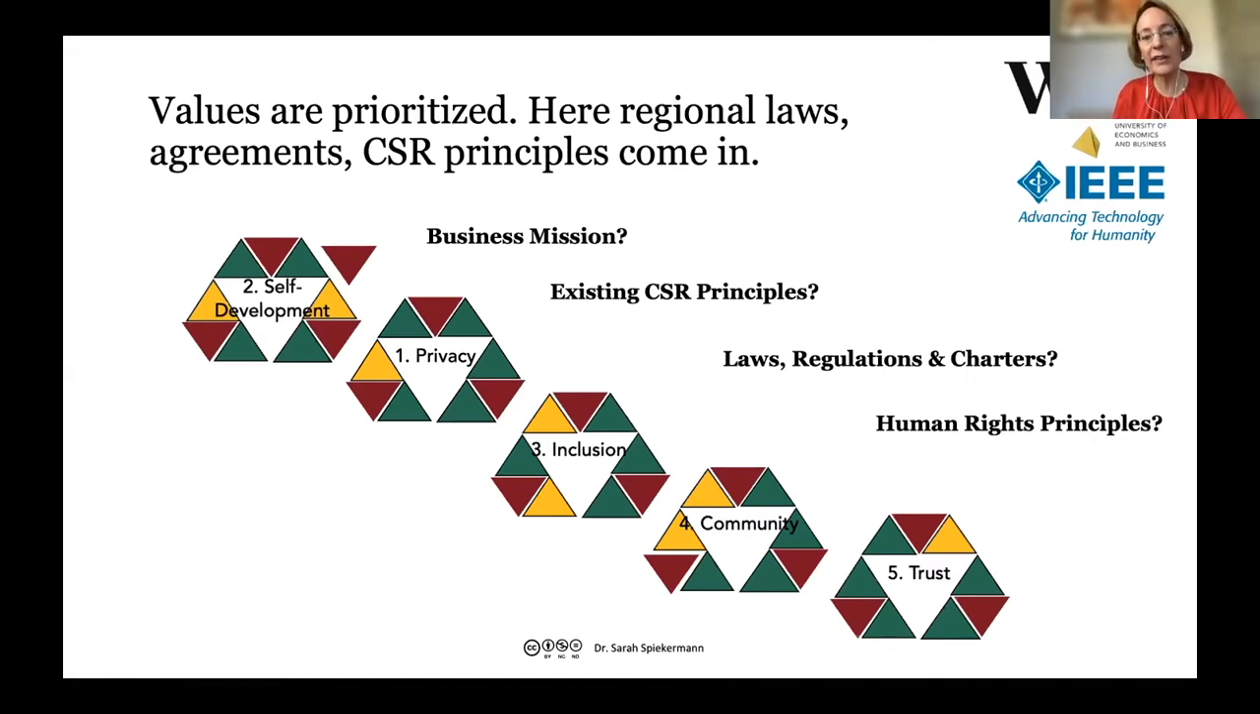And as we bring them into an order, we consider several aspects. Of course, the business mission, because value-based engineering is not against companies, but is about helping companies frame a value mission. So the business mission and the value mission are very closely aligned. We are telling companies to look at existing CSR, corporate social responsibility, principles. We are telling companies to look at whether there are laws, for instance, around privacy. So perhaps the privacy cluster, which might not have been prioritized as so important, moves up in the ranking because the laws are so strict about it. Or human rights principles, SDG goals, when there are lists out there that should be catered to or a company has committed to, then that obviously should influence the ranking of the value clusters.